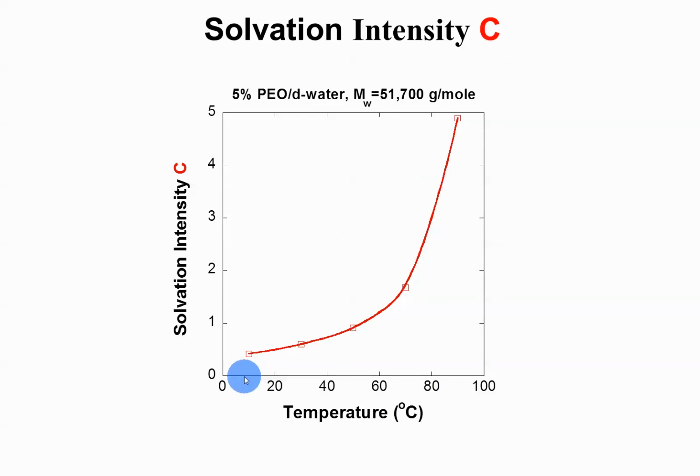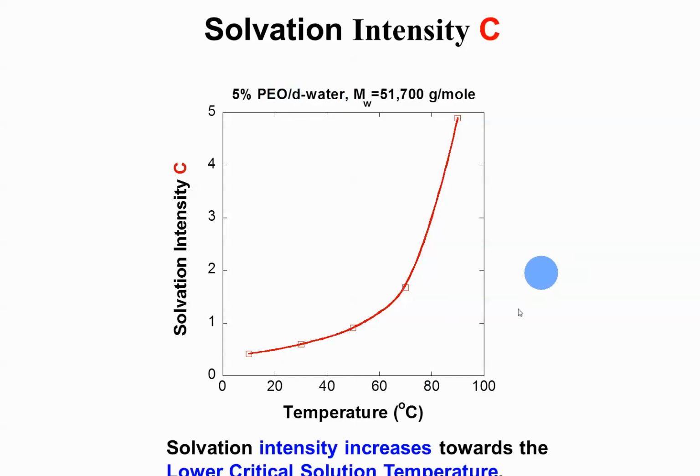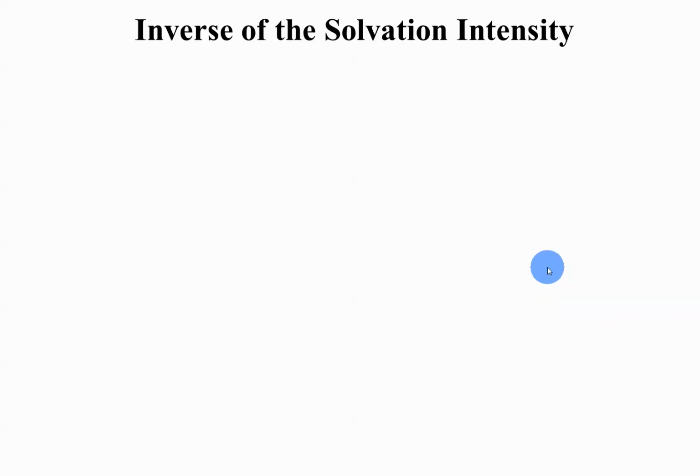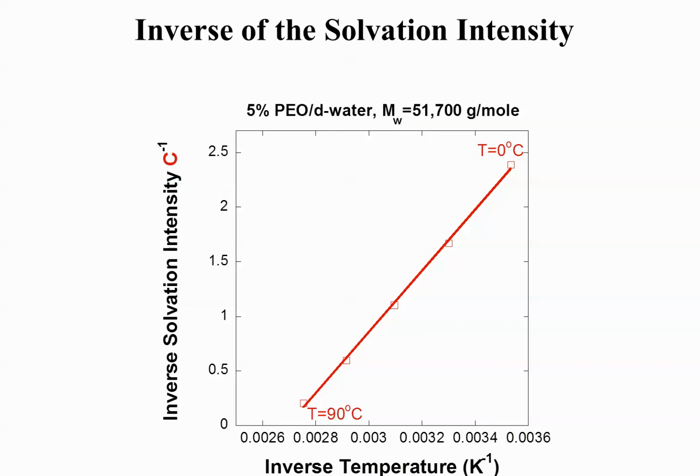Okay, so if we look at the solvation intensity, it goes up with temperature for this molecular weight and so on. Which means that we're dealing with a lower critical solution temperature. Density increases with temperature. In other words, phase separation upon heating. So if you plot inverse of the solvation intensity versus inverse temperature in Kelvin, we get a straight line. That's mean field. Polymers are mean field. So if we extrapolate to the zero axis, it gives a spinodal temperature around 98 degrees C. It's for polyethylene oxide in deuterated water for this molecular weight.